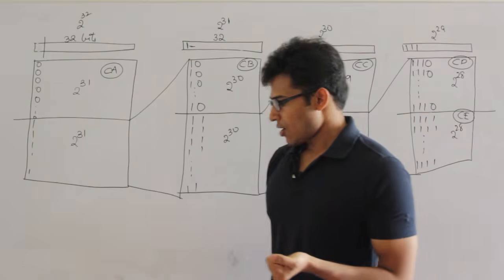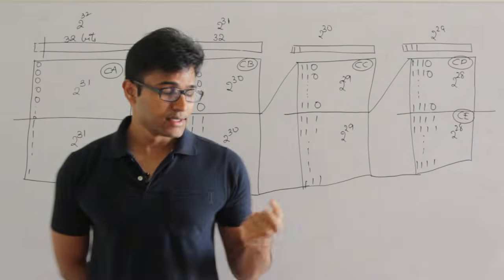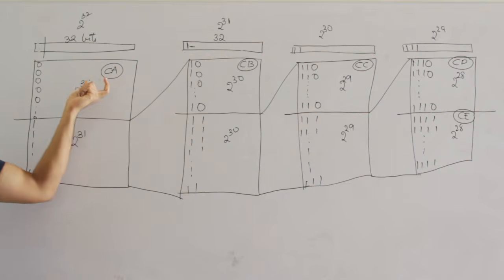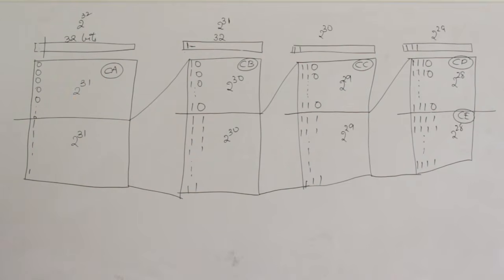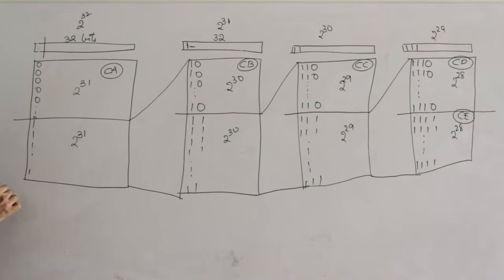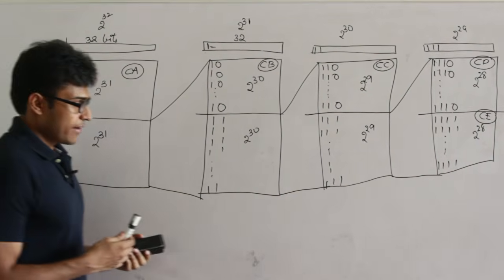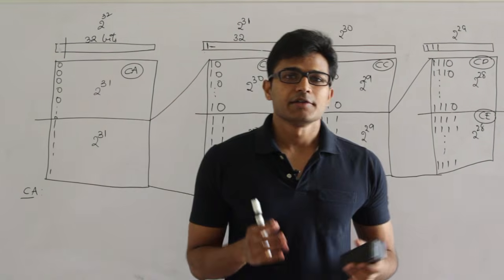Now I'll explain each class one by one, including the range and so on. So let me take class A. I am talking about class A. Before going any further, I want to discuss how the IP address is represented.